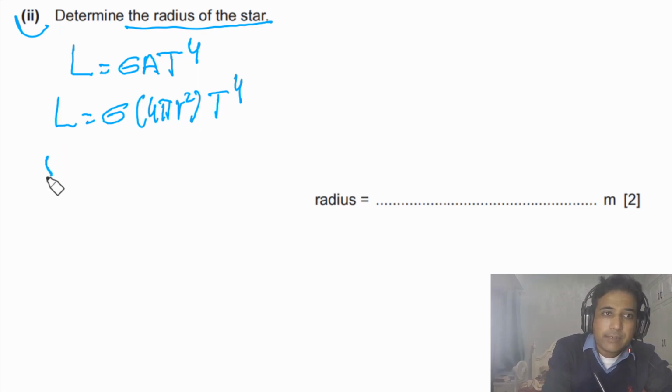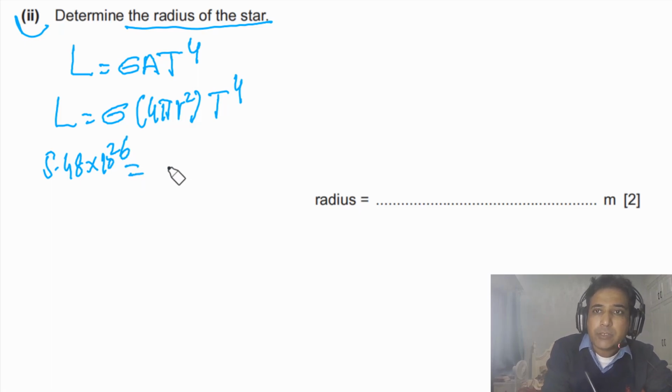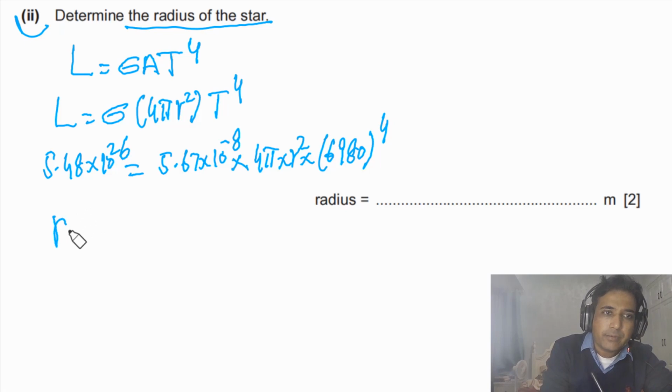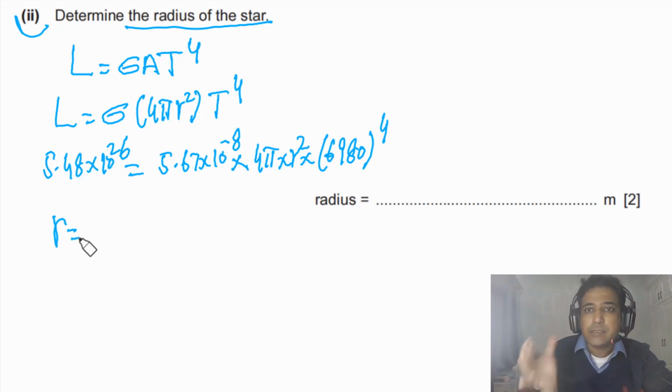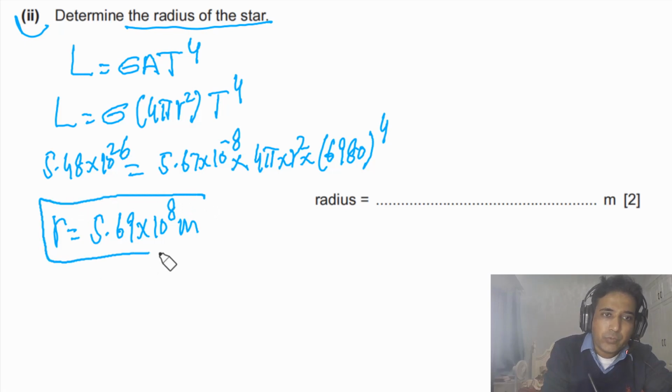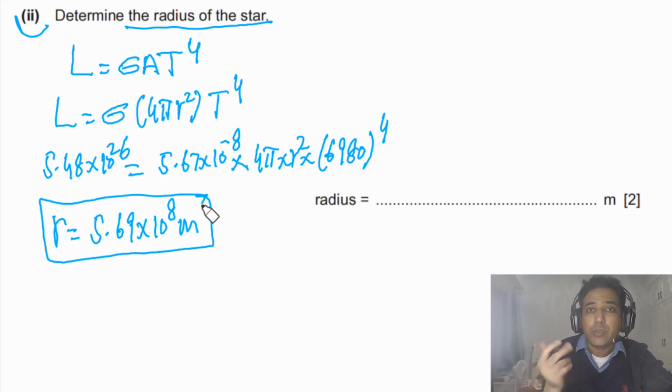We have value of L, that is 5.48 times 10 to 26, and sigma is constant and its value is 5.67 times 10 to minus 8. We have 4 pi and here is r square, and value of T is 6980. We have just calculated. Now if we simply solve for R, we will get the radius of the star, and that is size of the star. So we will get 5.69 times 10 to 8 meters. So this is radius of the star. So this is how you can calculate.